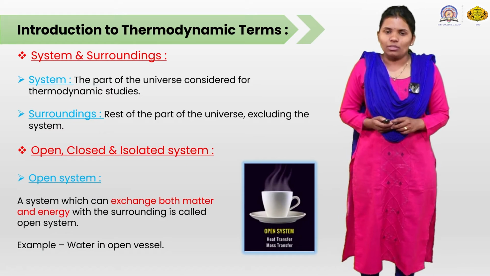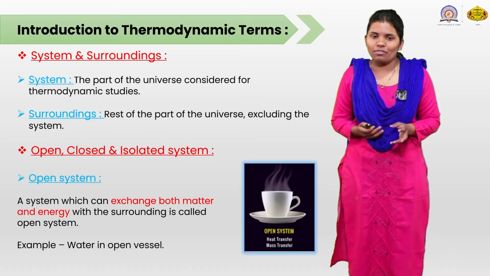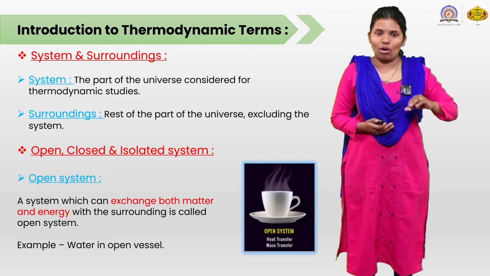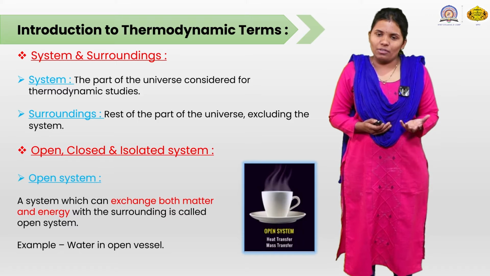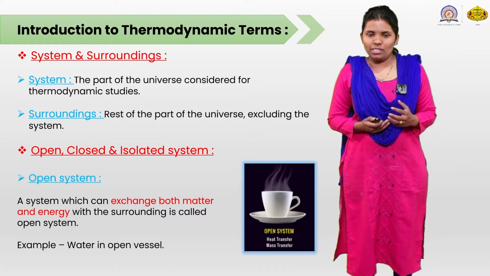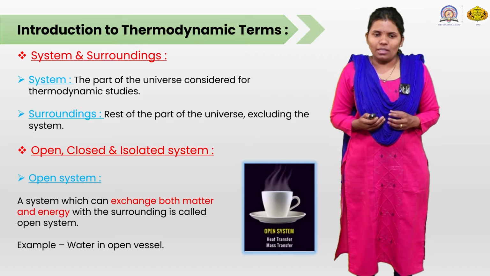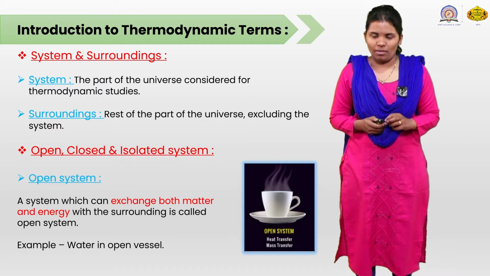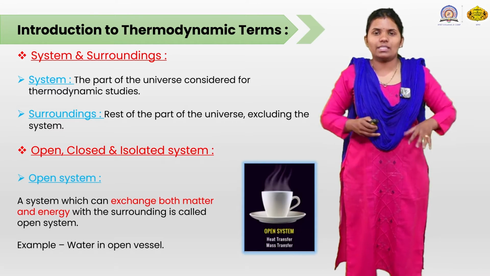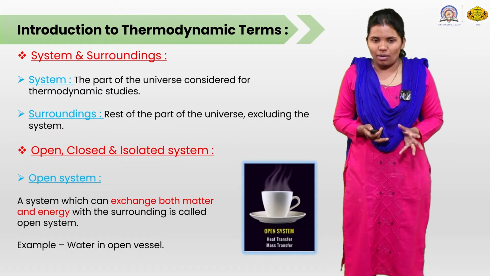So, introduction to the thermodynamic terms. The first is system. The part of the universe considered for thermodynamic study is called a system. Surrounding: the rest of the universe excluding the system is the surrounding. If you take a cup of tea, the tea is the system, and the cup you can conclude as the surrounding, or anything other than the tea is the surrounding.